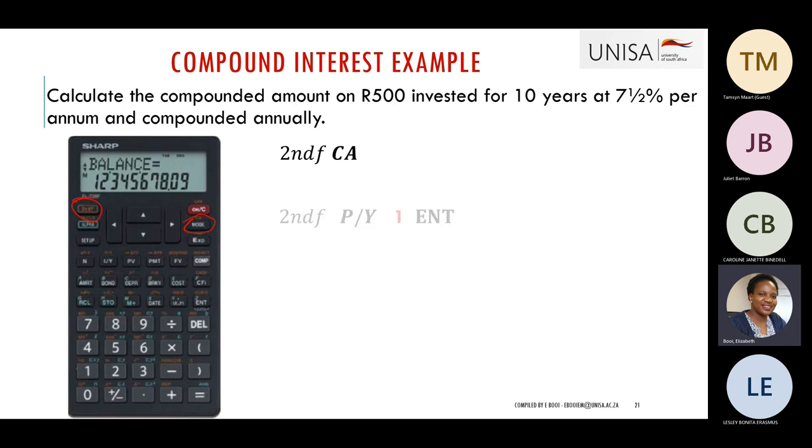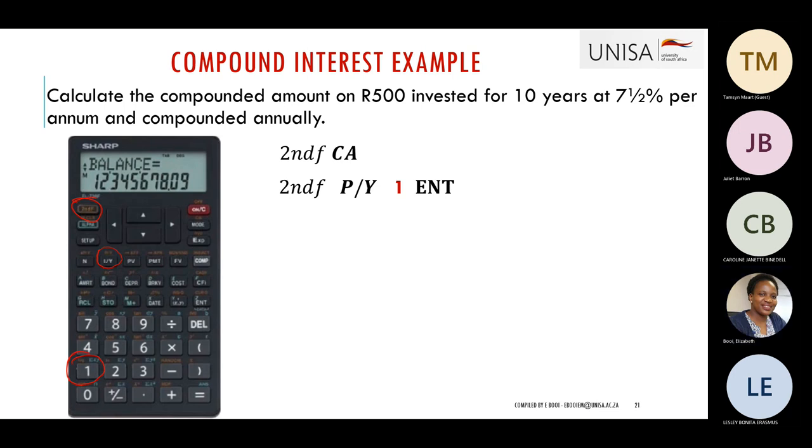Second function CA. Then we need to capture the compounding periods. To capture the compounding period, we're going to press second function, and you're going to press the orange button on top of I and Y, which is P/Y. That is our compounding period function. And for now, because it's for practice purposes, we're going to do this step. You're going to press the number one for the compounding periods, because they were yearly. So it's one. And you're going to press ENT. And once you have done that step, then you are ready to go to the next step. You need to press on and off on your calculator.